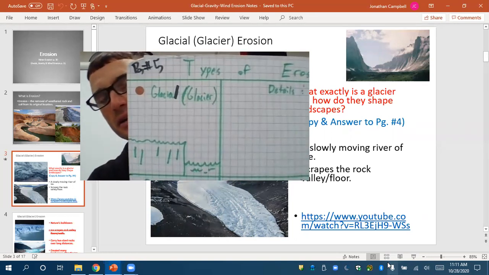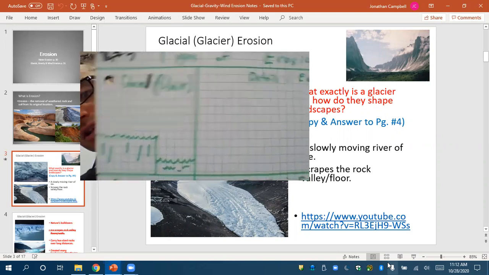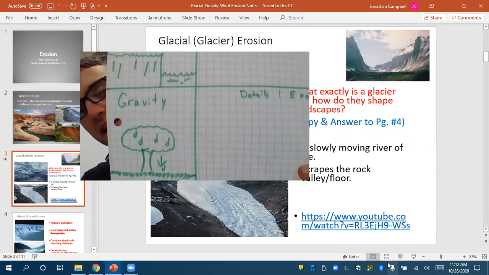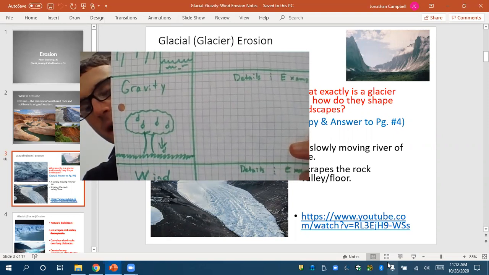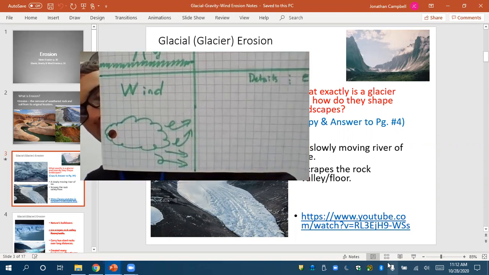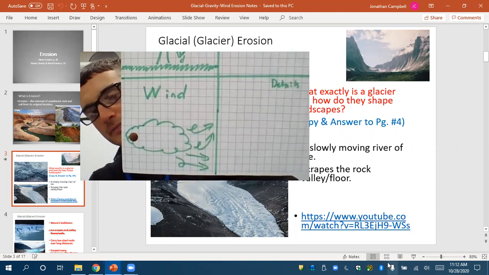Your first row is going to be glacial, G-L-A-C-I-A-L, glacial erosion. I have a little piece of ice there with water. Your second category is going to be gravity erosion. I have a little apple falling off a tree. And your third category is going to be wind erosion. Okay.